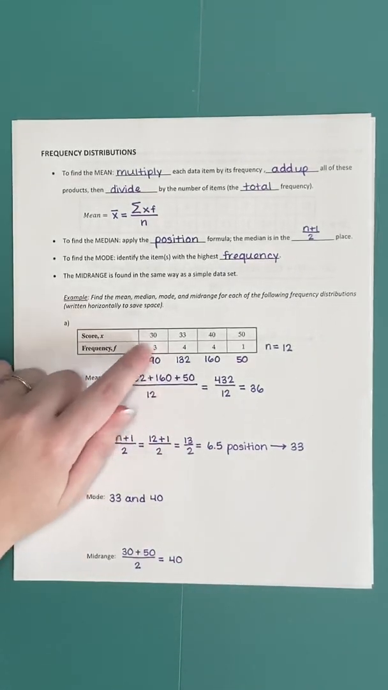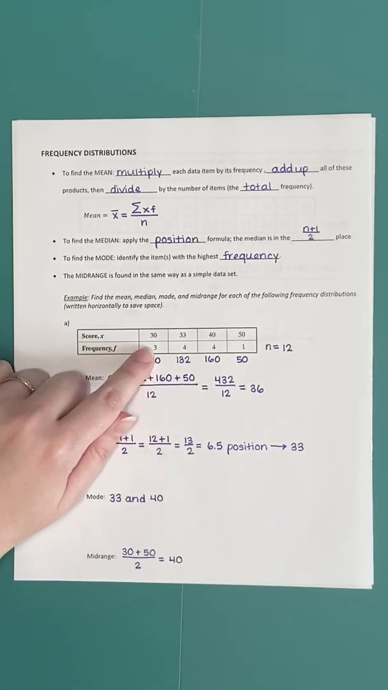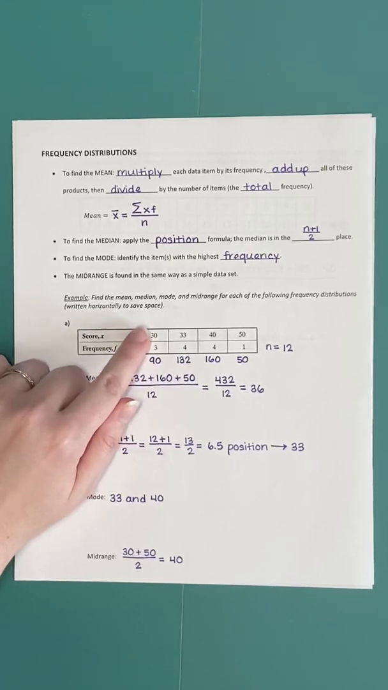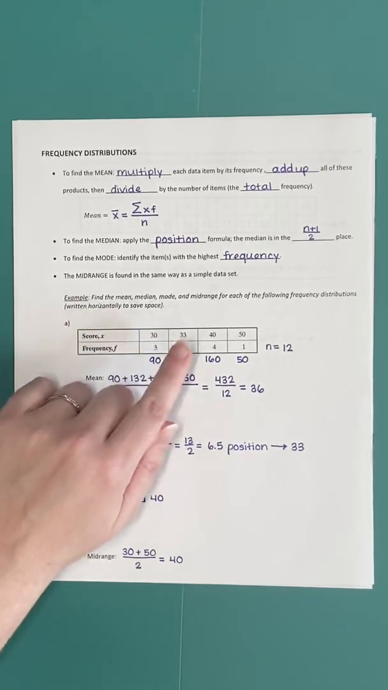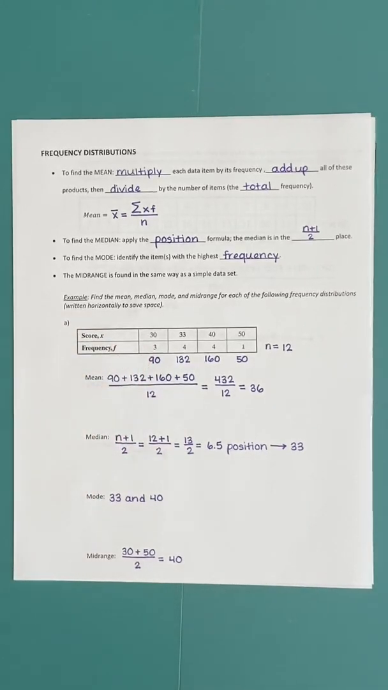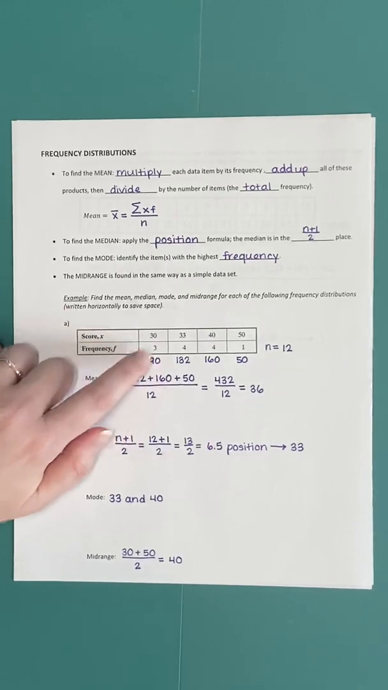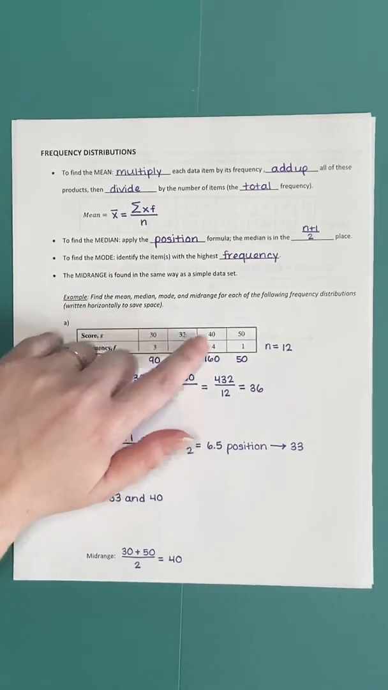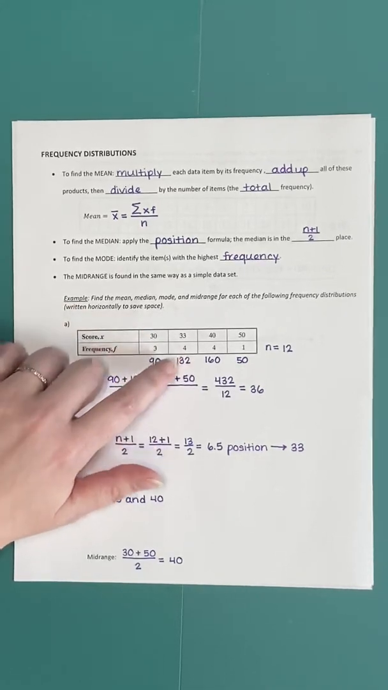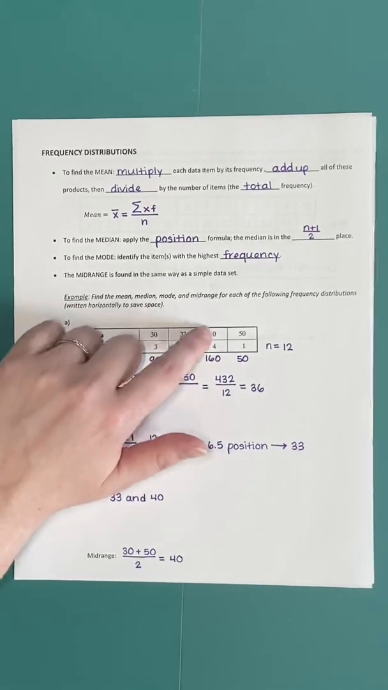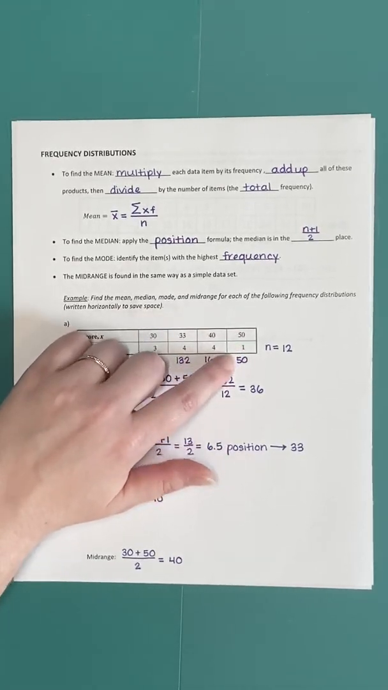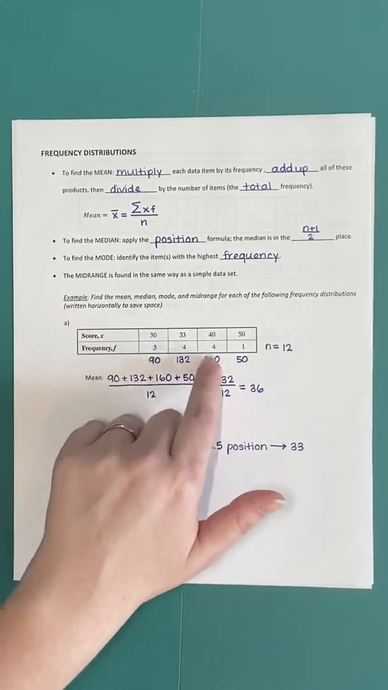So 30 occurs 3 times. If we were going to find the mean from a raw data set, we'd have 30 in our list 3 times. So we would add up 30 plus 30 plus 30. We can take 30 and multiply it by its frequency, and that does the same thing. So 30 times 3 is going to give us 90. Same thing for the other 3 elements in the set. So 33 times 4 is going to give us 132. 40 times 4 is going to give us 160. And then 50 times 1 is going to give us 50. So those are all the little subtotals.